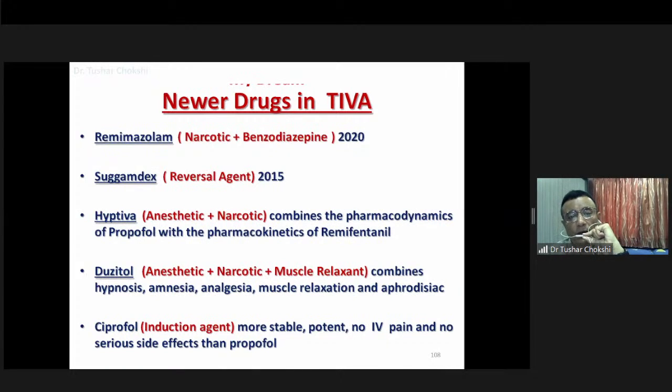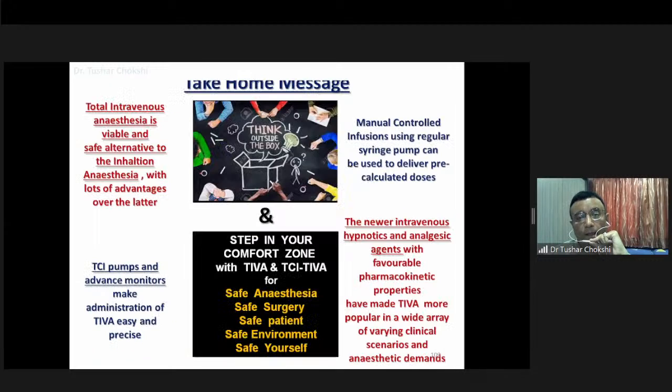Newer drugs are coming in. Remimazolam already came. Sugammadex also came. Now Heptiva, Duzitol, and Propofol are coming to market within 2 years. So my take-home message: think outside the box, step out of your comfort zone with TCI TIVA, and TIVA with safe anesthesia, safe surgery, safe patient, safe environment, and safe yourself.